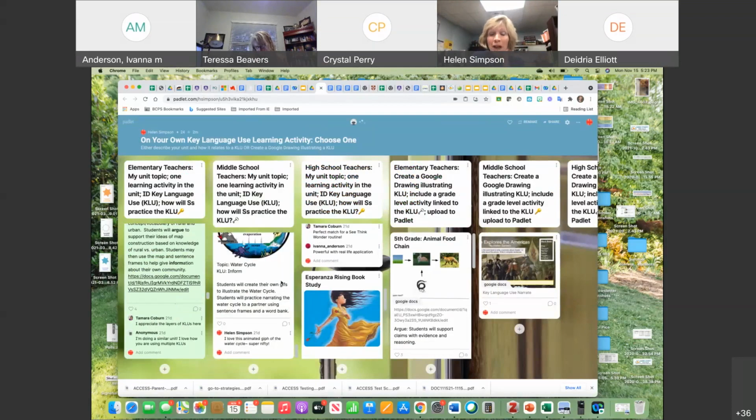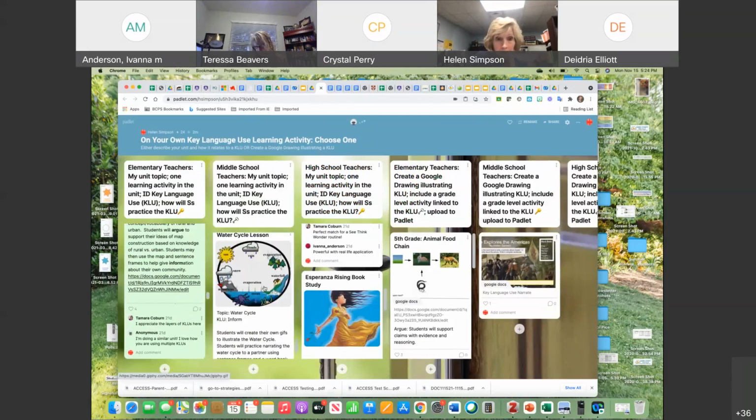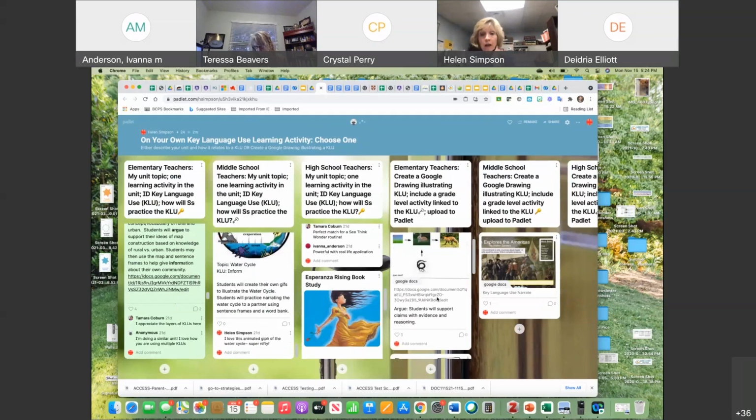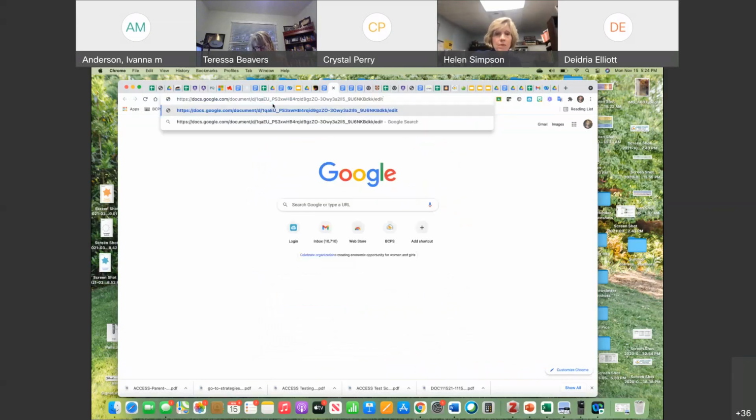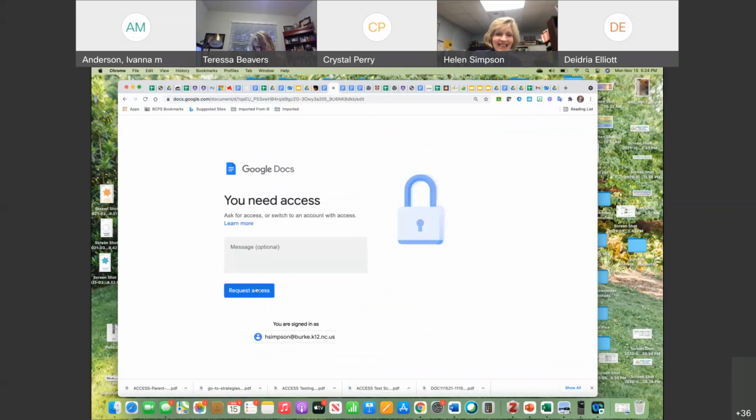So we're going to go ahead and have a couple people share. Sandy has entered her link to her document. Let's see if we can go there. I think I'm going to have to open another window to get there. So you're going to need to be sure that your template is shared with anyone who has the link.